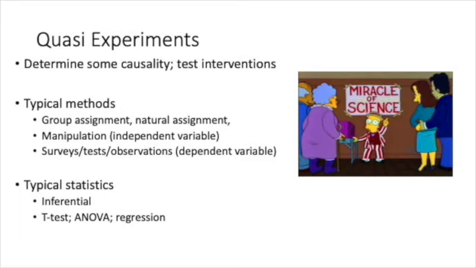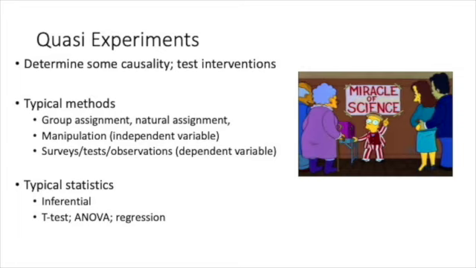Like experiments, the goal of quasi-experiments is to determine causality and test interventions. But as you can probably imagine, there are a lot of situations where random assignment just isn't possible. So that means when we set up our experiment, we can't guarantee that our groups are the same on everything except the independent variable. So we can't truly determine cause here, but we can get some proximal causality. We can test some interventions. We can get a little close.